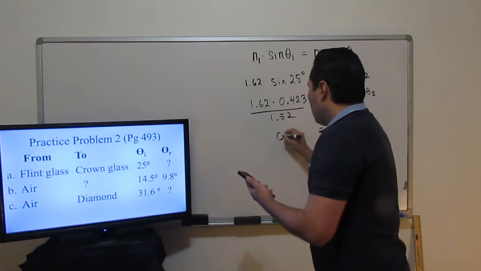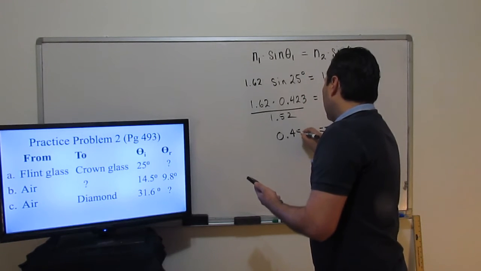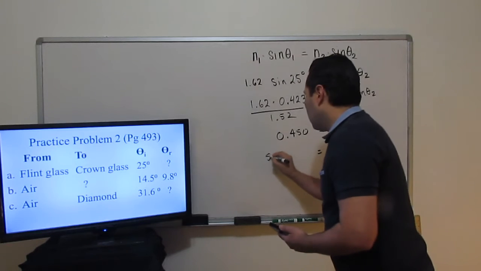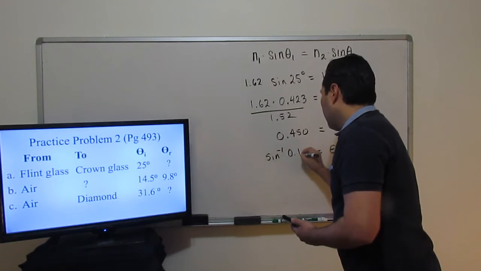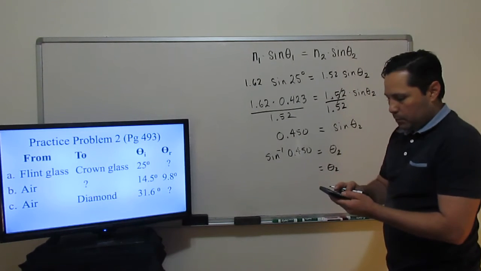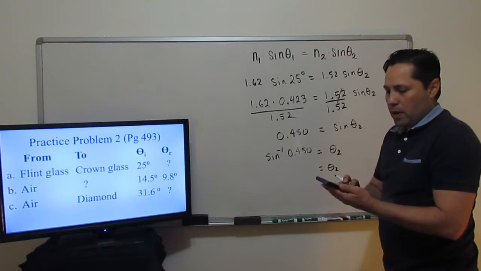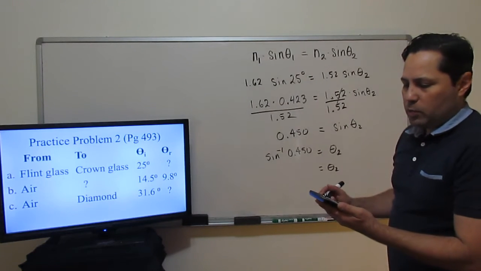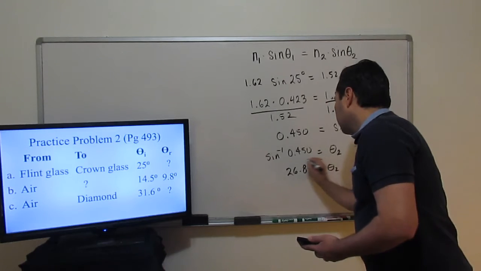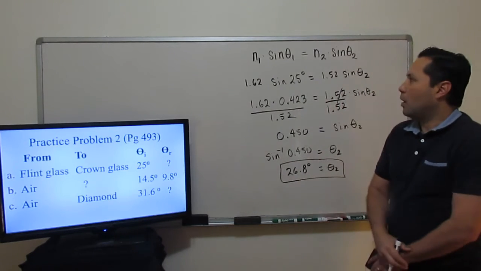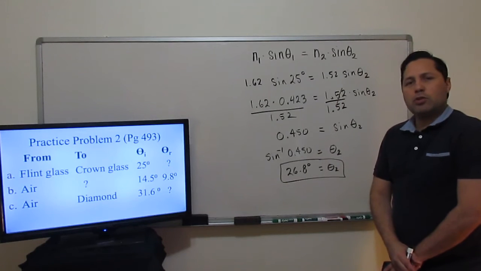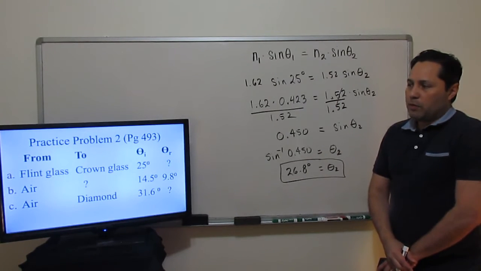That gives me 0.450. And then lastly, I'm going to do inverse sine and that will give us our answer, 26.8 degrees. Alright, so there you have it. That is part A of this problem. That is very similar to the two previous problems we've done before this one.